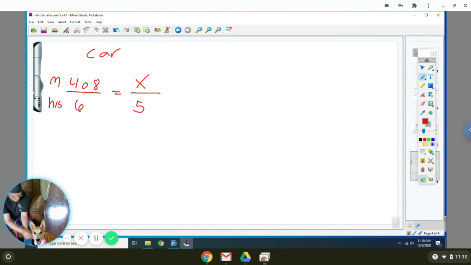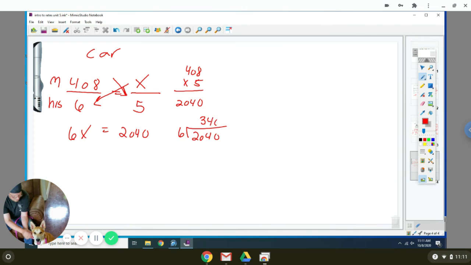So we're going to cross multiply. X times 6 is just 6x. And then we're going to do 408 times 5, which is 2,040. So then we're going to divide 6 into 2,040, and you get 340. So that means the car goes 340 miles in 5 hours.